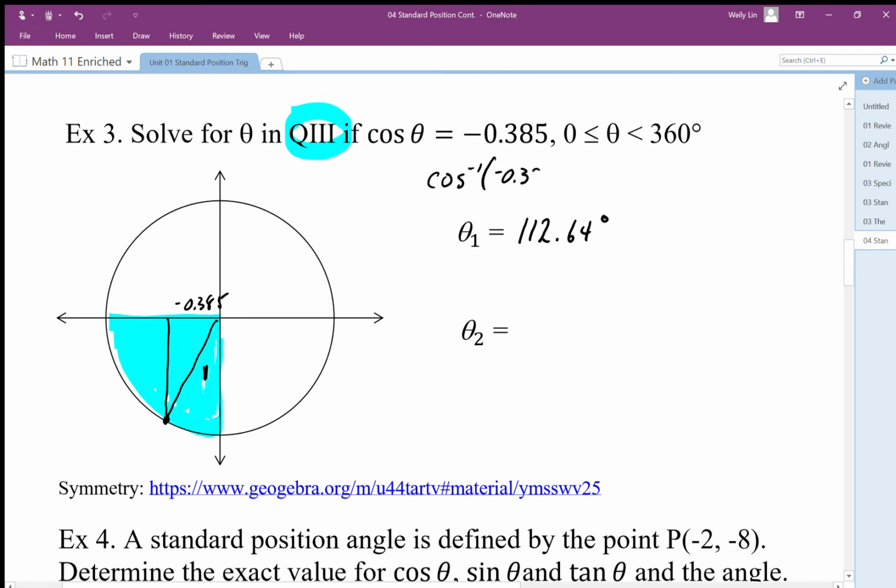So my input for my arc cos is going to be the ratio, and the output is the angle. We never put this into cosine. So the angle is 112.64 degrees. So that's my theta 1. The problem is theta 1 is in the wrong quadrant. I'm going to just do this in a different color. 112.64 degrees. Okay.